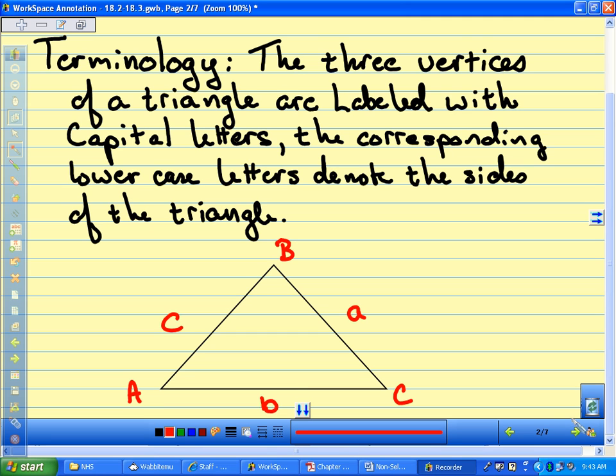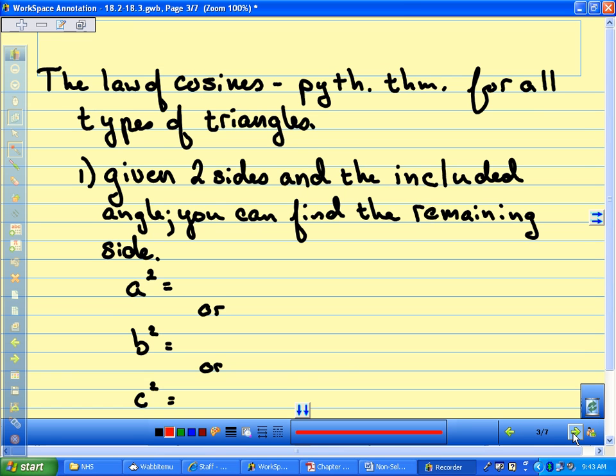That's first and foremost. We're not going to be able to understand or apply the law of sines or cosines without this understanding. Capitals are the vertices. The corresponding lowercase letters are found opposite, and they represent the sides. So then the law of cosines from yesterday's video is basically described as the Pythagorean theorem for all triangles. Pythagorean theorem only works in right triangles. Well, there's a lot of triangles that are not right triangles. How can we find sides on those? Well, we can use the law of cosines.